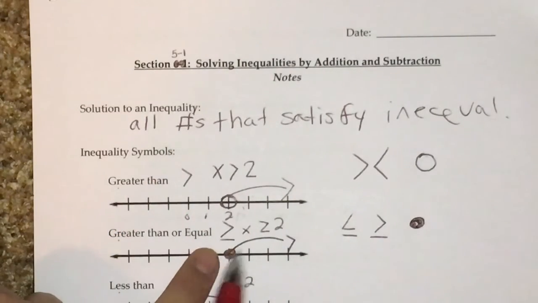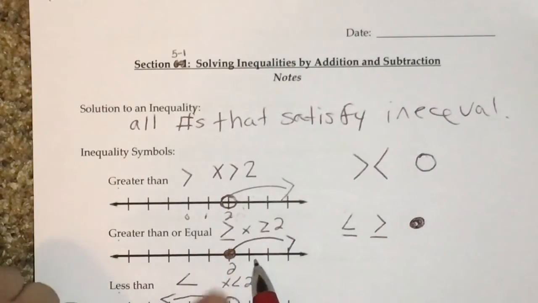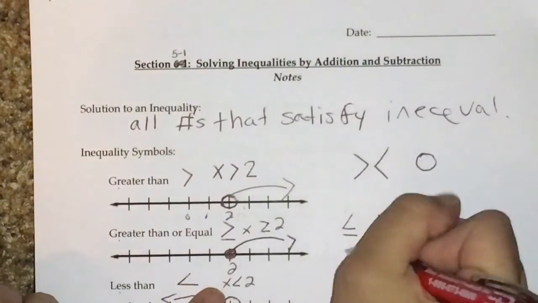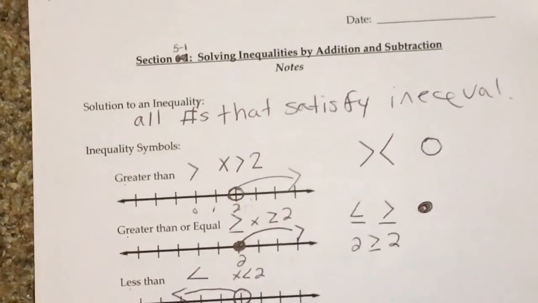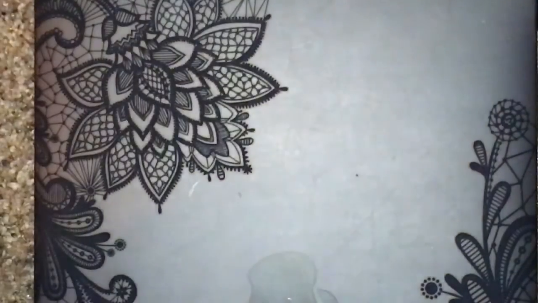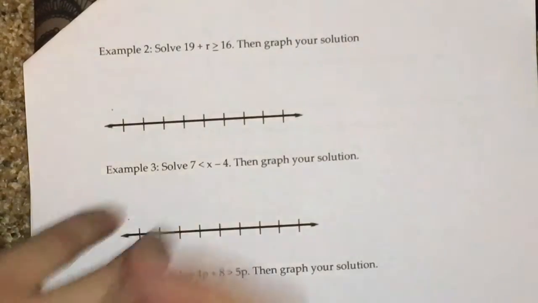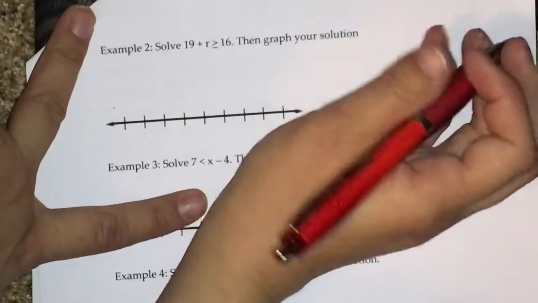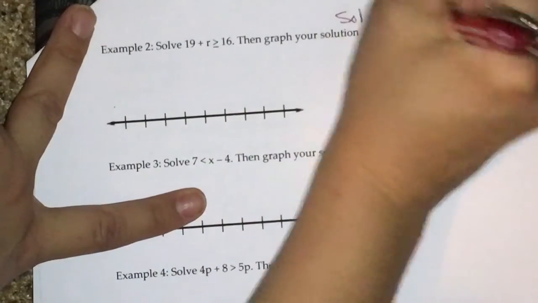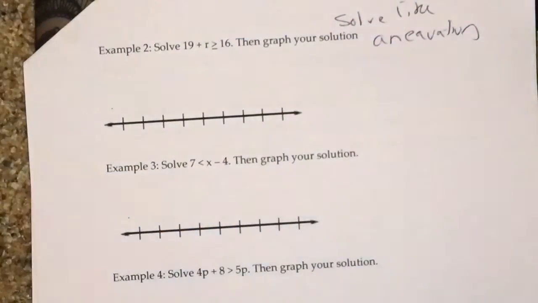But if I were to go down here, I could pick, again, any numbers. Up here, I could pick 1,000,000. I could pick 100. I could pick 3. I could pick 2.1. I could also pick 2 though, because 2 is greater than or equal to 2. So we're going to start with some very basic ones here. When you're solving an inequality, you're going to solve it exactly like an equation, except you're just going to graph it differently.